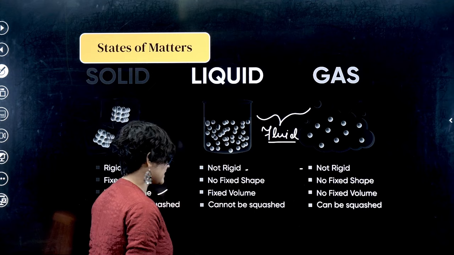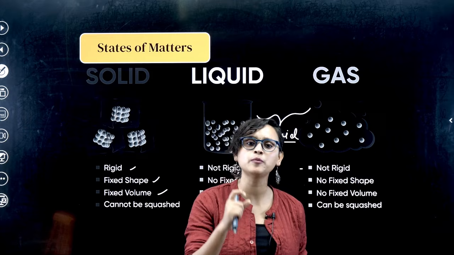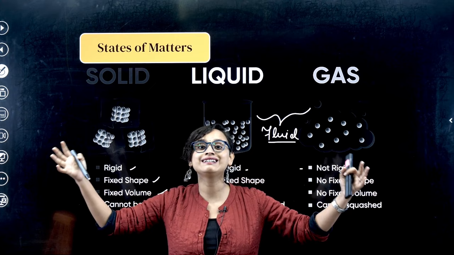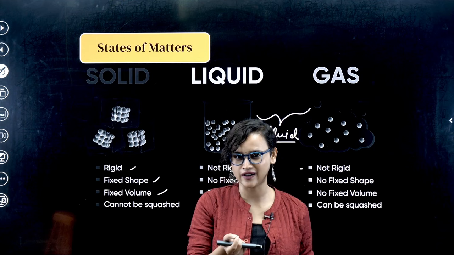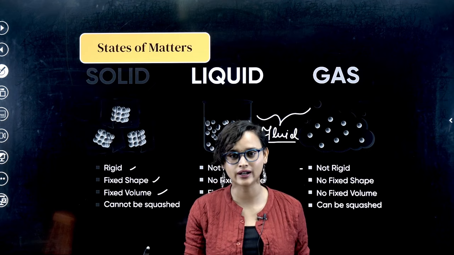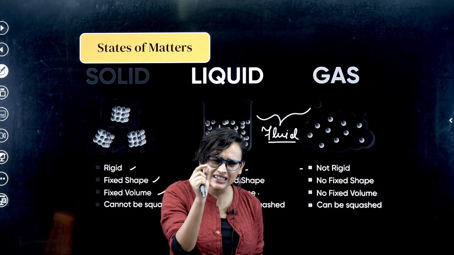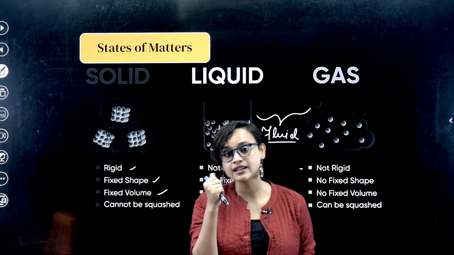It does have a fixed volume though. If I take 1 liter of water and pour it into a very huge tank, it will still remain as 1 liter. It's not going to get reduced to 500 milliliters or increase to 2 liters at all, right? So yes, liquids have a fixed volume and they cannot be squashed. I mean, maybe they are a little bit compressible, but not as compressible as gases, and not as incompressible as solids, right?